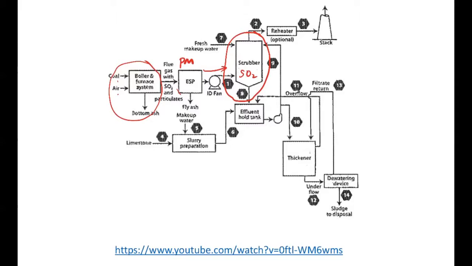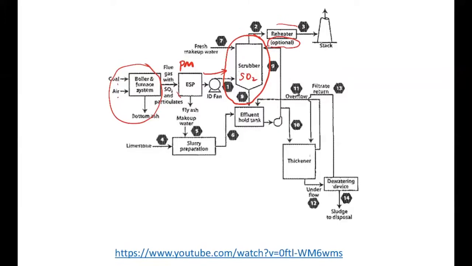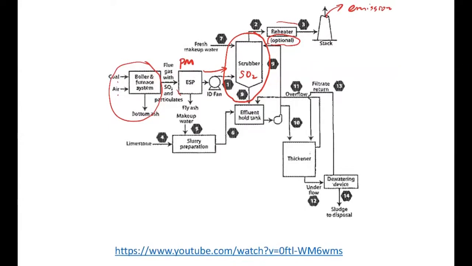If you further check here, after the sulfur dioxide is removed, the gas goes to a reheater, and this is also optional. The reheater will extract the extra heat in this flue gas, so it can be used to provide heat to the residential area, right? We want to extract all the heat coming out of this fossil fuel combustion. After this reheater, it can be sent to the stack for direct emission, okay? And as for our design problem, it's going to be a little bit different.